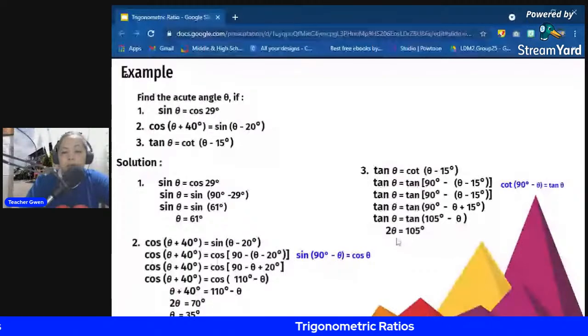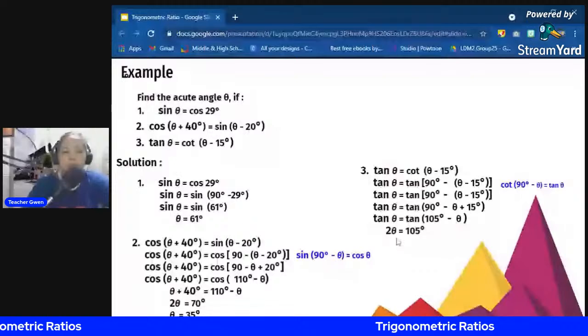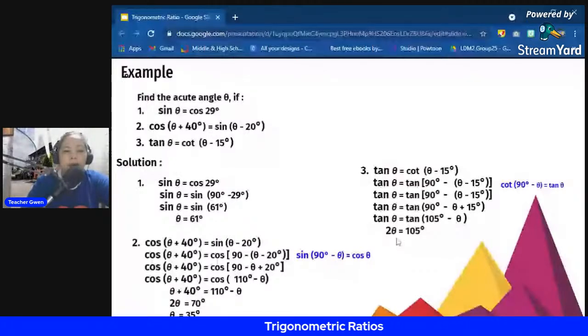Theta is equal to 52.5 degrees. So, complementary ratios and how to find the complementary angles.